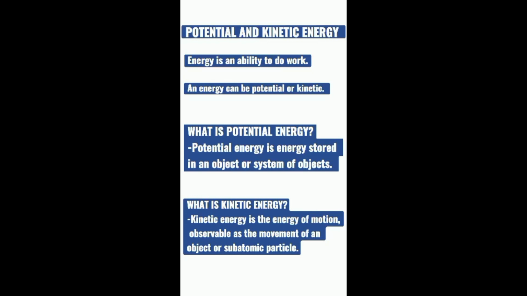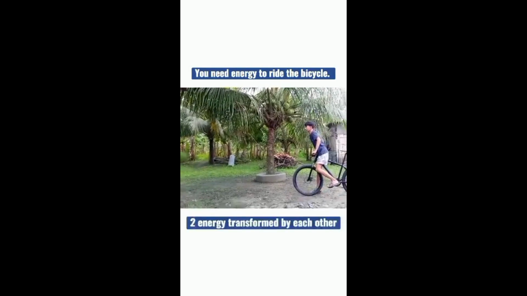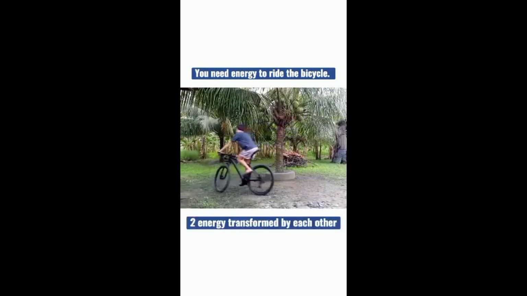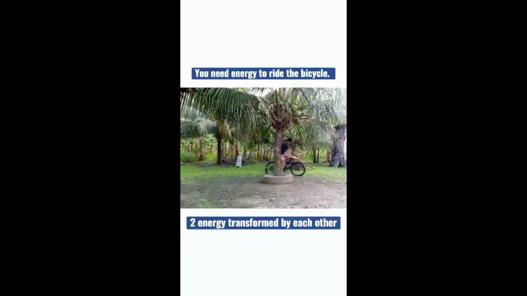On the other hand, kinetic energy is the energy of motion observable as the movement of an object or subatomic particle. Here is an example of EJ riding his bicycle. This example is two energies transformed by each other, where potential energy is transformed into kinetic energy.